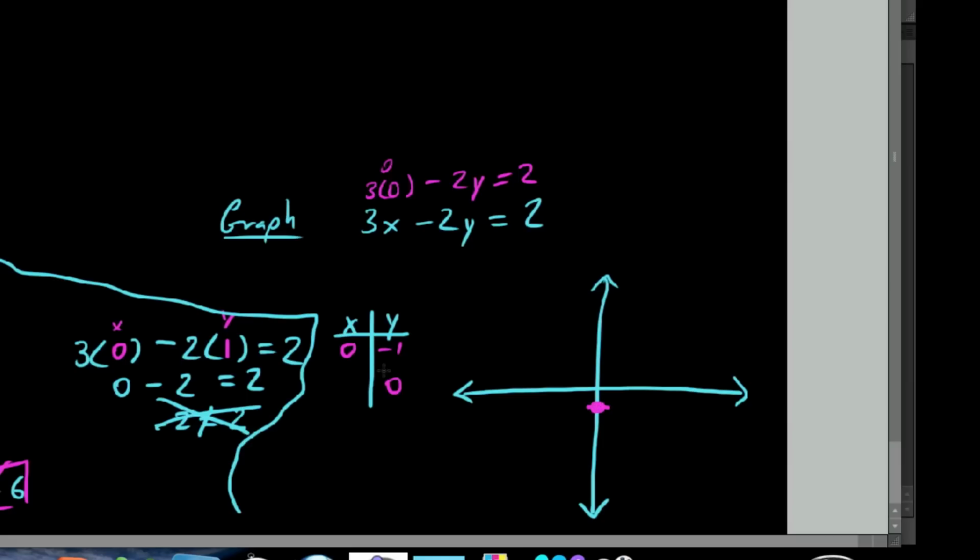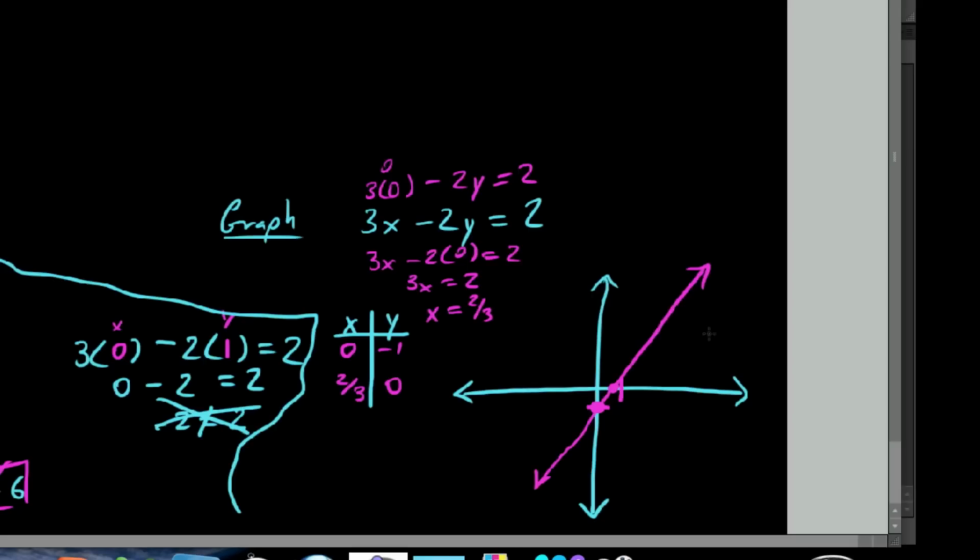So now, what if we plugged in 0 for y? We'd get 3x minus 2 times 0 equals 2. In other words, 3x equals 2 and x equals 2/3. So when y is 0, we get 2/3 for x. So we'd go over about 2/3 on our x-axis and we'd say right there. And here's our equation number 1. All we've done was graph this line in standard form.